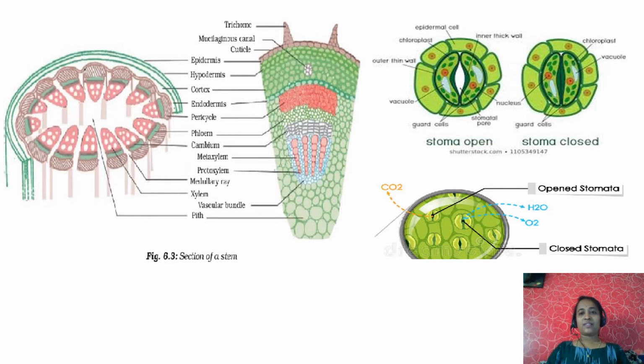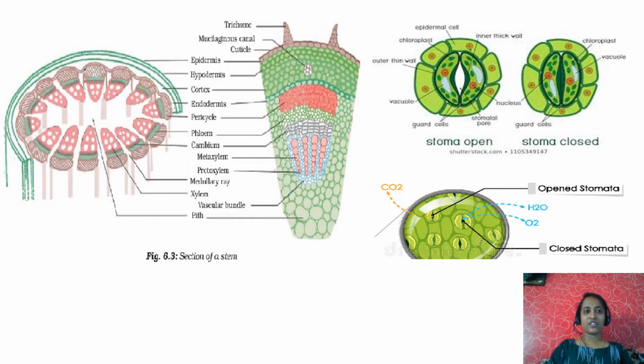Next, this is a picture of stomata, open and closed stomata. This is a section of a stem. Section in the sense a small thin slice which is taken and observed under a microscope. The right hand side picture is a transverse section, and the left hand side picture is a cross section. Transverse means lengthwise, vertical section. Cross section is a horizontal section of a stem.